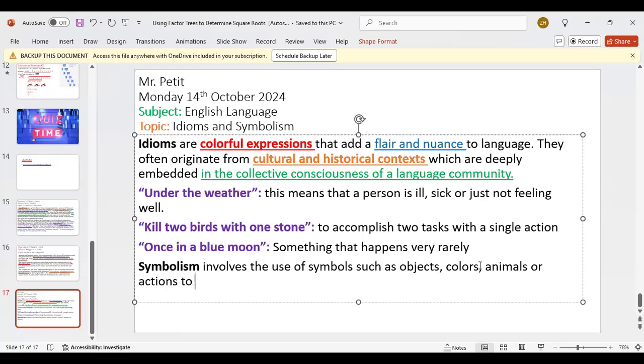Mr. Petit, can it be like one of those hurricane warning signs, like the burn, burn, burn? Oh, you mean the sound? Can it be symbolism? No, I wouldn't say that.